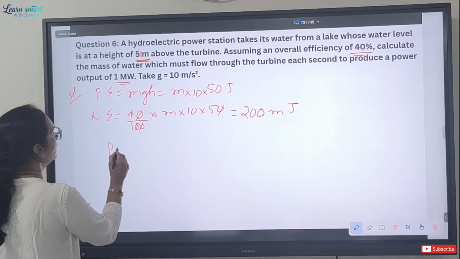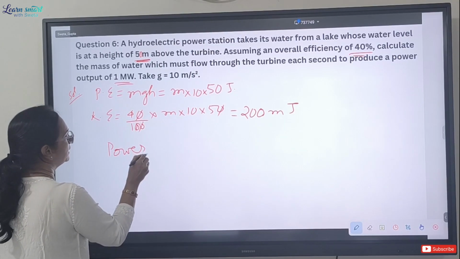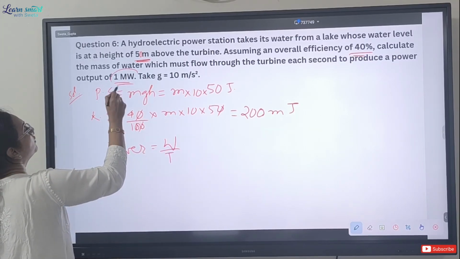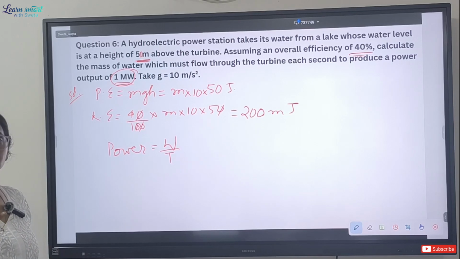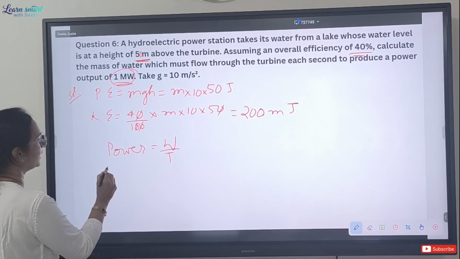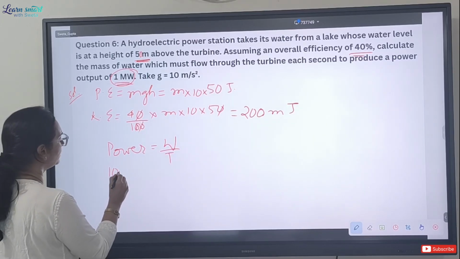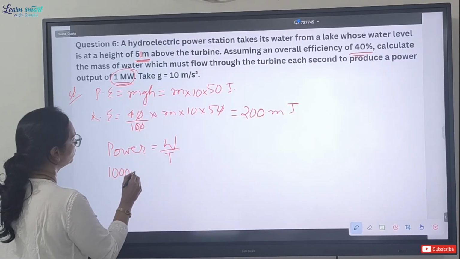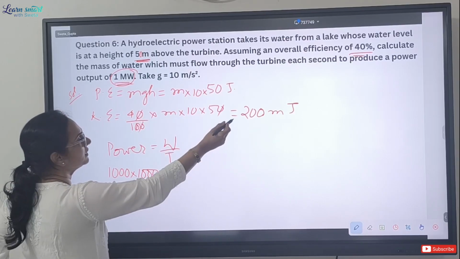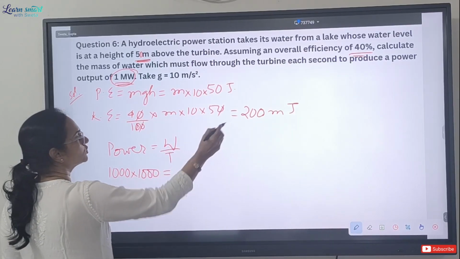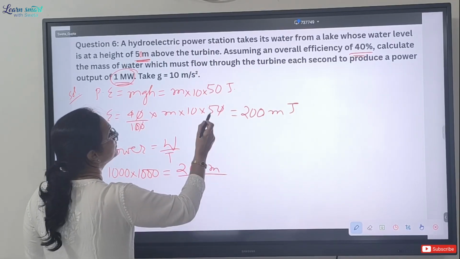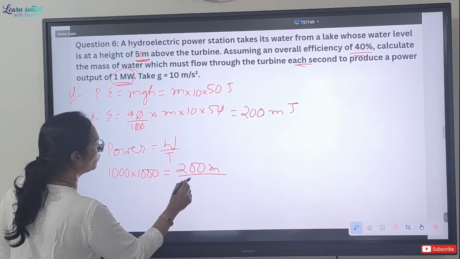So first of all, we know that power equals work done upon time taken. And they have given that it produces 1 megawatt power. You have to know that 1 megawatt is equal to 10 to the power 6 watt, or we can write 1000 into 1000. And the kinetic energy is only the work done, so 200 m, and time they have told is each second, so time we will take as 1 second.